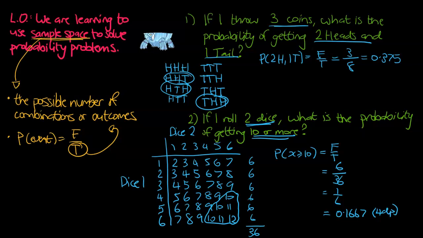So guys, hopefully you can see how thinking about the sample space, or all the total possible unique combinations or outcomes of an event, comes into play.